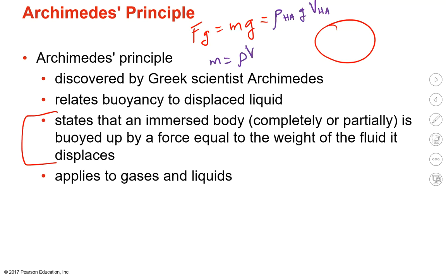But from Archimedes' principle, we know that the buoyant force is equal to the weight of the displaced air. So the displaced air would be the density of cold air times g times the volume of the hot air. Why the volume of the hot air? Because that's the volume that was displaced of the cold air.